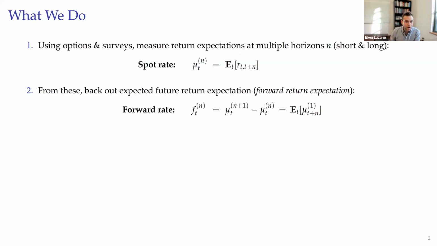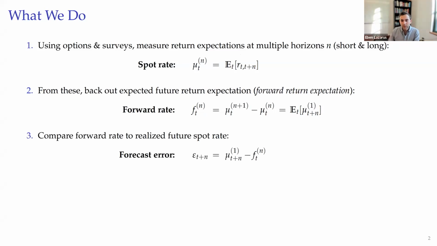So again, for short, I'll call that the forward rate. And then what we can do is use that forward rate again as a measure of the one period expected log return in n periods and compare it in n periods with the actual spot rate at that point for the following period. So we're just trying to implement exactly the exercise I've laid out on the previous slide, which is I go ask an investor, what do you think your one period expected return will be in n periods? What is it actually? And I'm going to call the difference between those two things the forecast error.